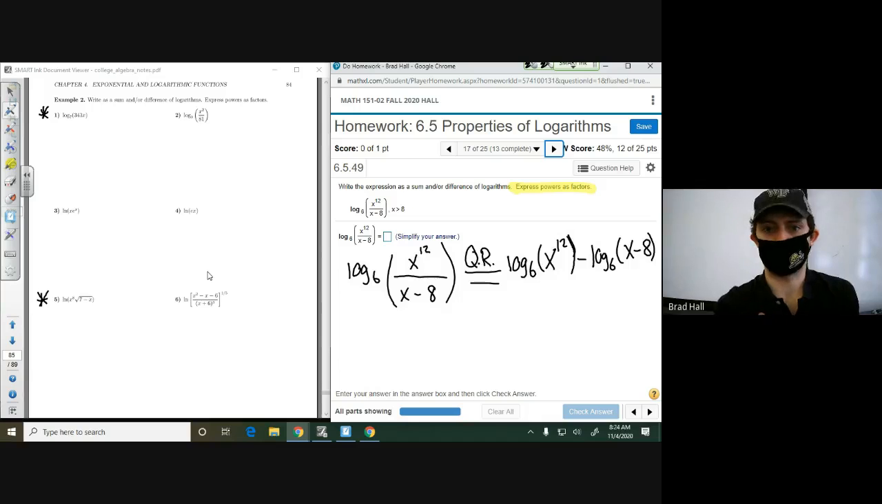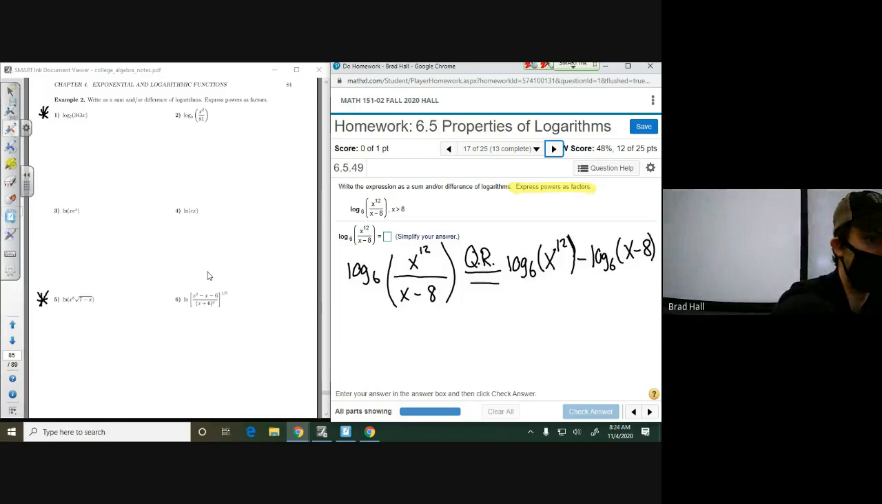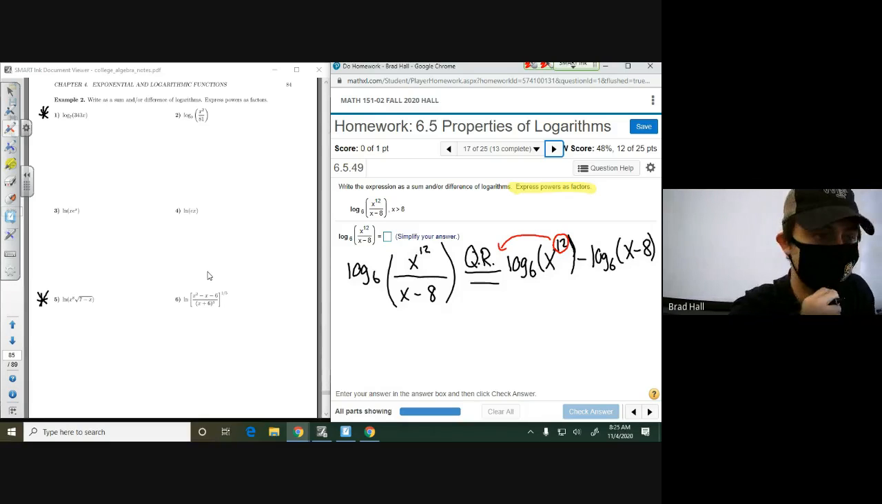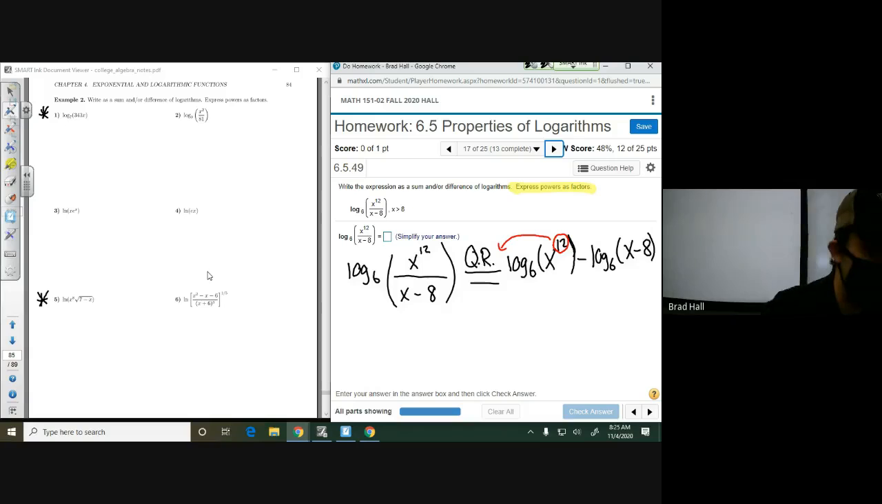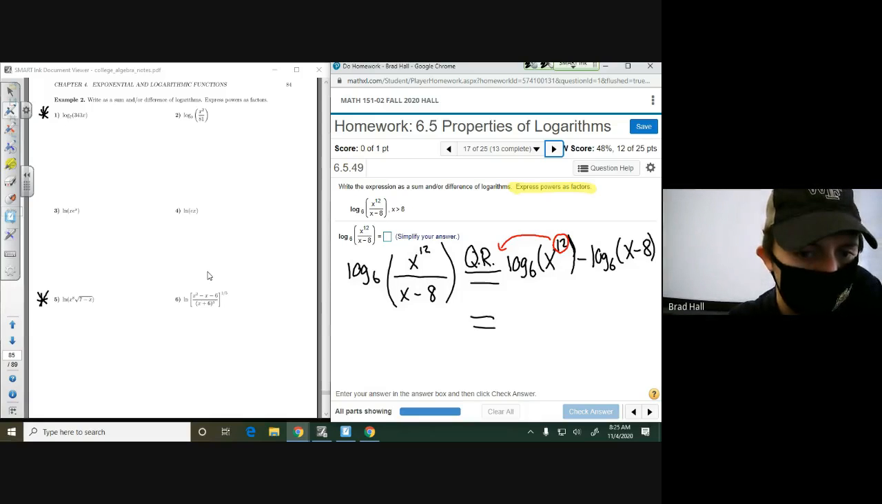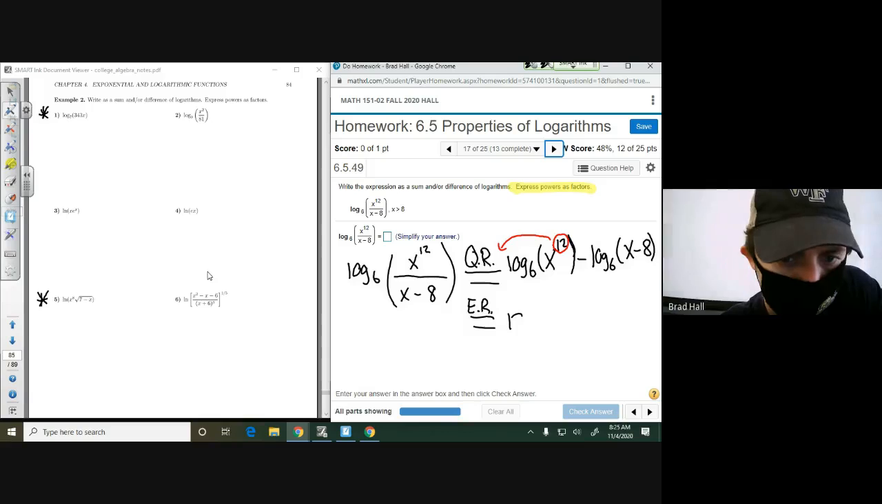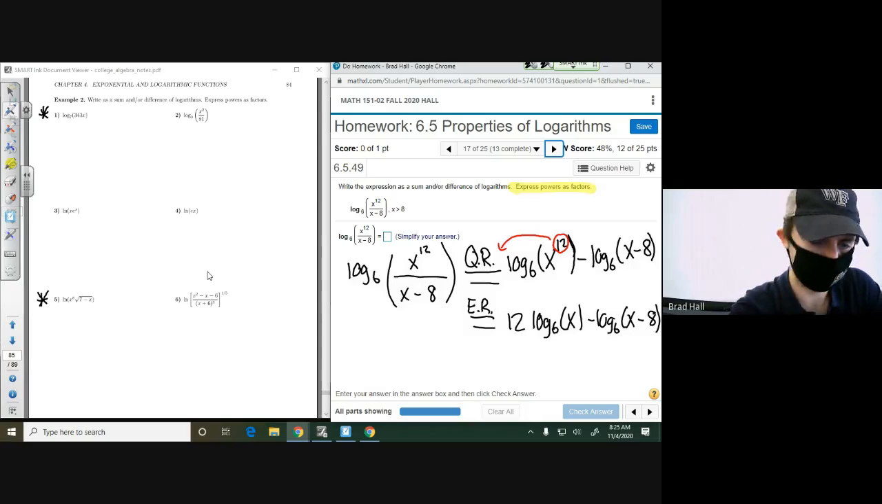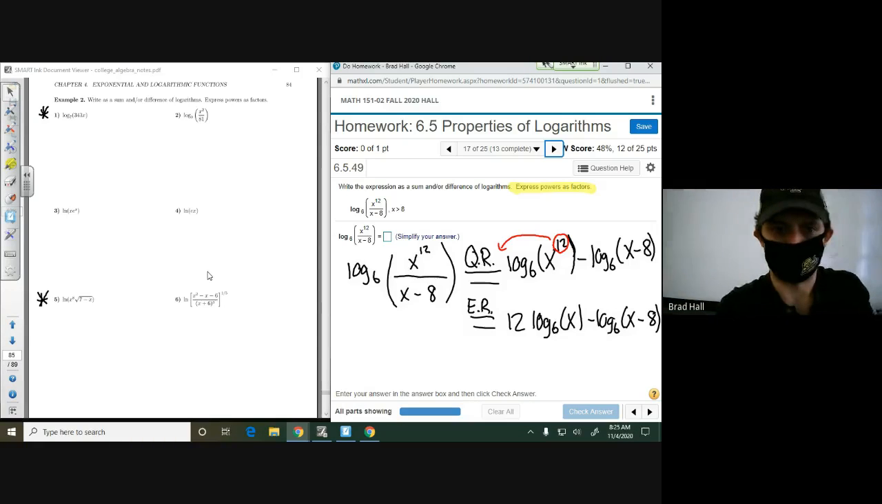But it also says, as I have highlighted, express powers as factors, which means if you have any exponents, as we do, then we need to bring them to the front. So we are now applying the exponential rule, which gives 12 log base 6 of x minus log base 6 of x minus 8. And this would be our final answer here.